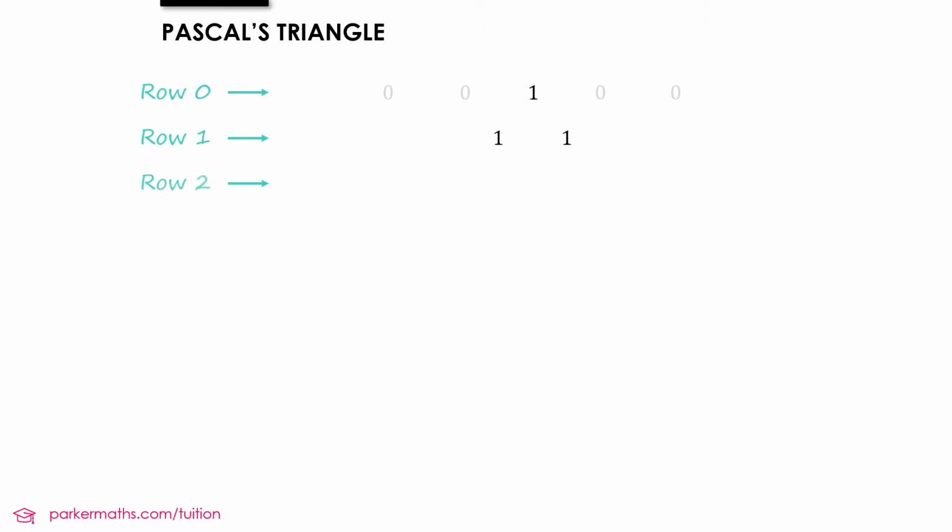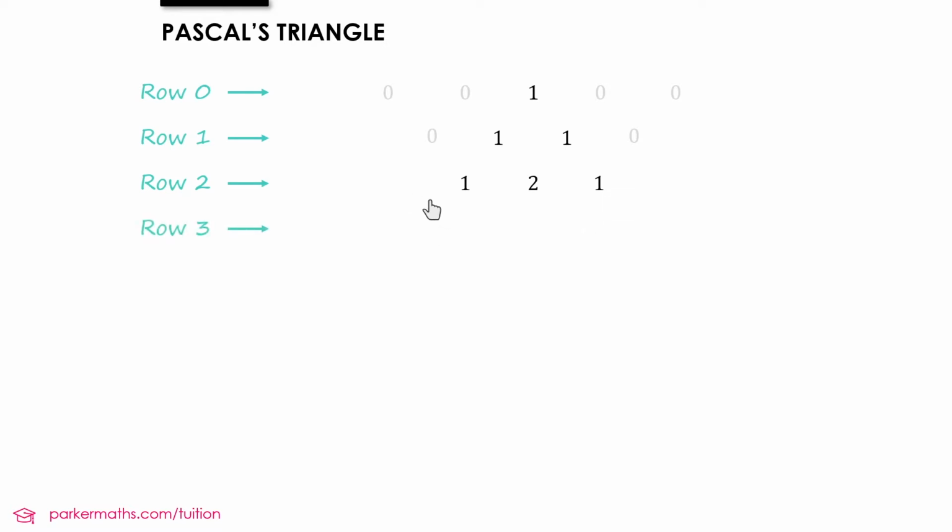Next up, we'll look at row 2. Imagine row 1 still has a row of zeros going along. I'll just put one either side. We would do 0 plus 1, which gives us 1. We'd have 1 plus 1, which gives us 2, and 1 plus 0, which gives us 1. We can continue this pattern for as long as we want.